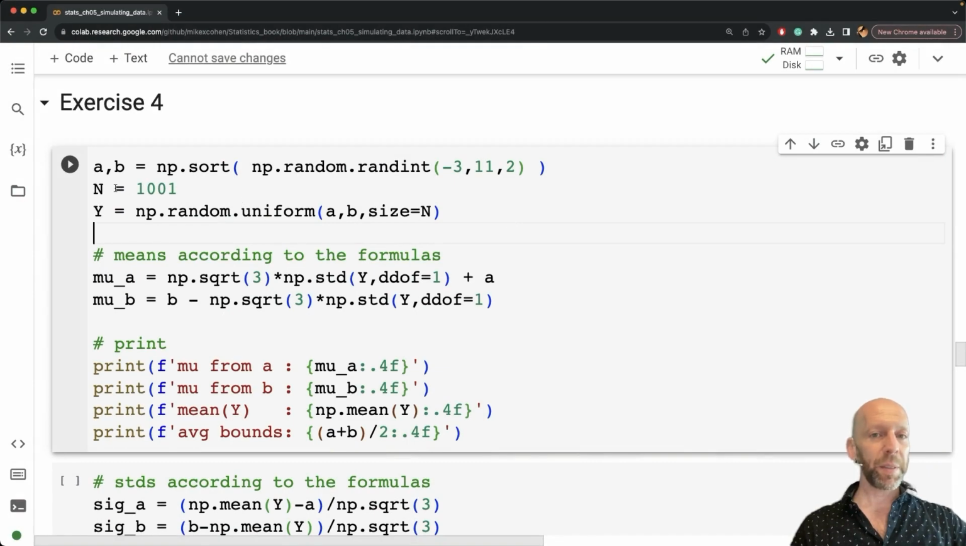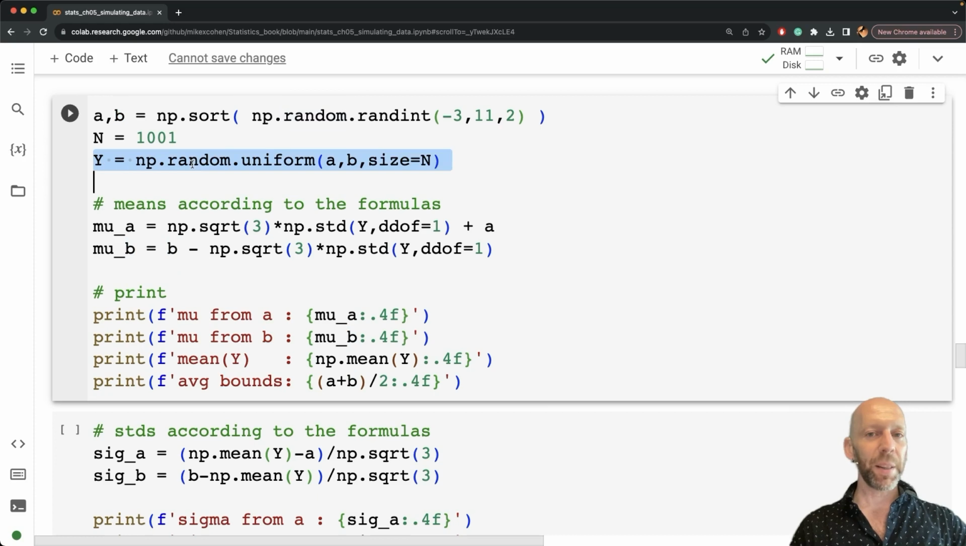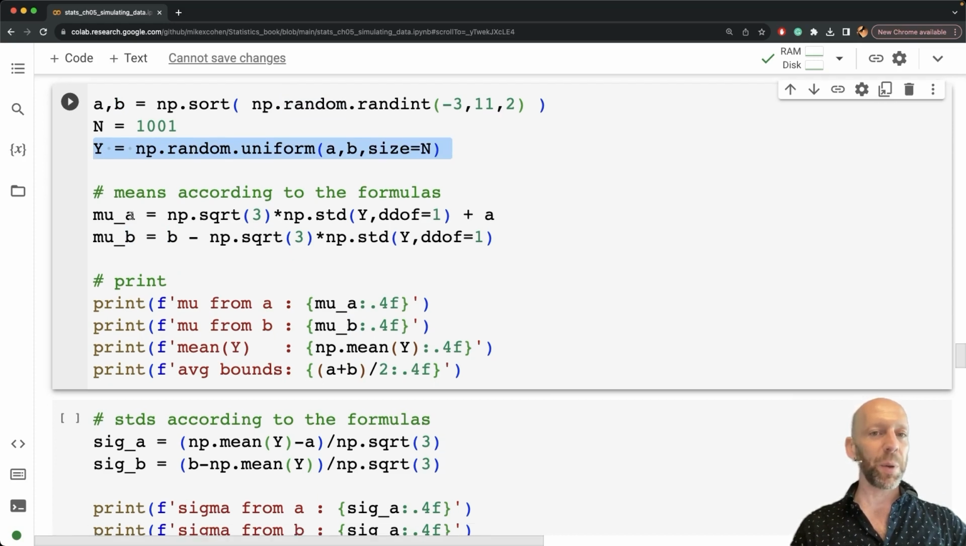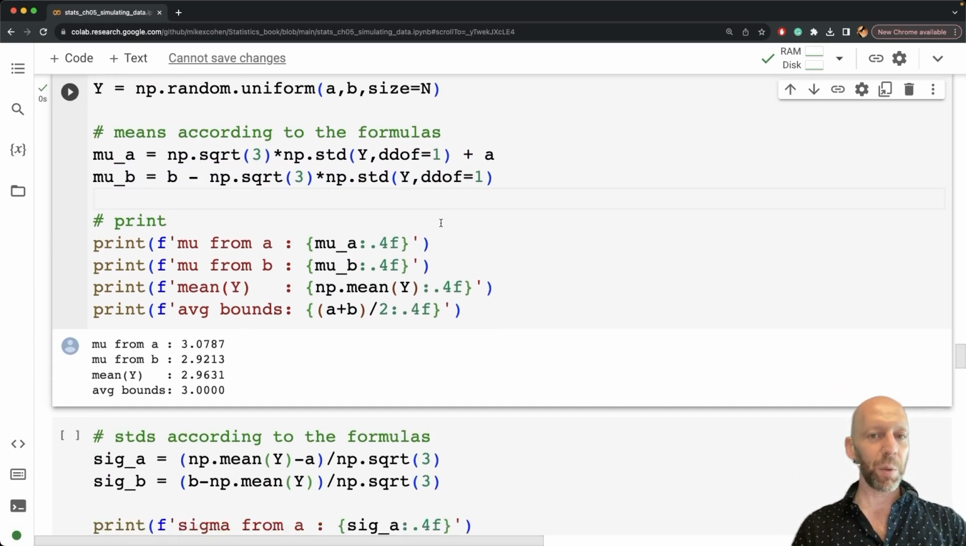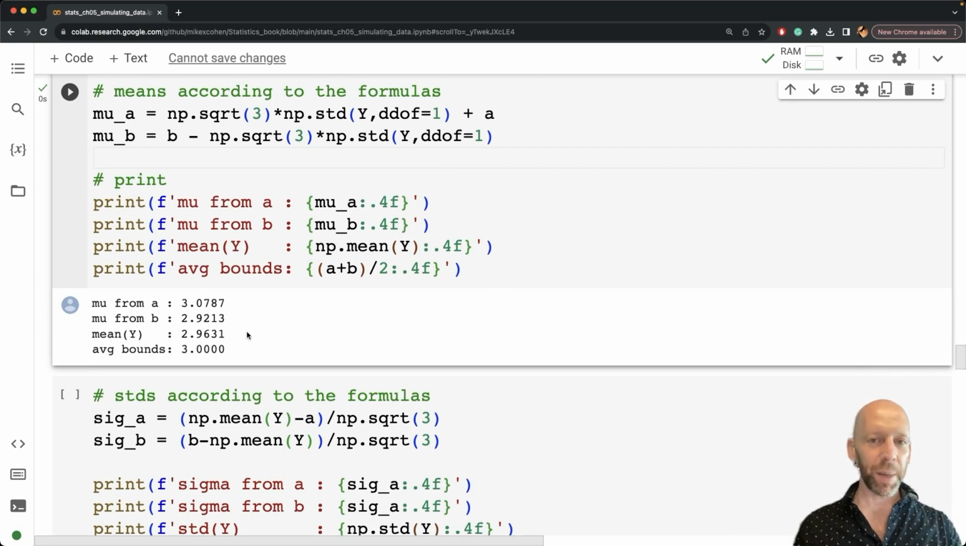All right, so here you see I specify the sample size. Here I get the bounds. This code is the same as what I used in a previous exercise. I'm just getting random integers between -3 and +10 inclusive, and then sorting them just to make sure that variable A corresponds to the lower bound, variable B corresponds to the upper bound. Here I generate the random numbers, and here is where I compute mu using A and mu using B. So you can see it's A plus the square root of 3 times the standard deviation of Y. And then here I have B minus that same quantity. Okay, and then I'm just going to print them out. You can see that they're all approximately 3.